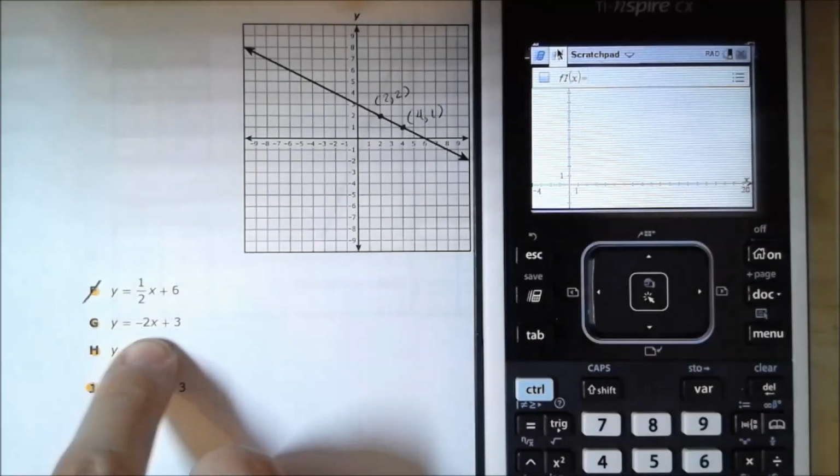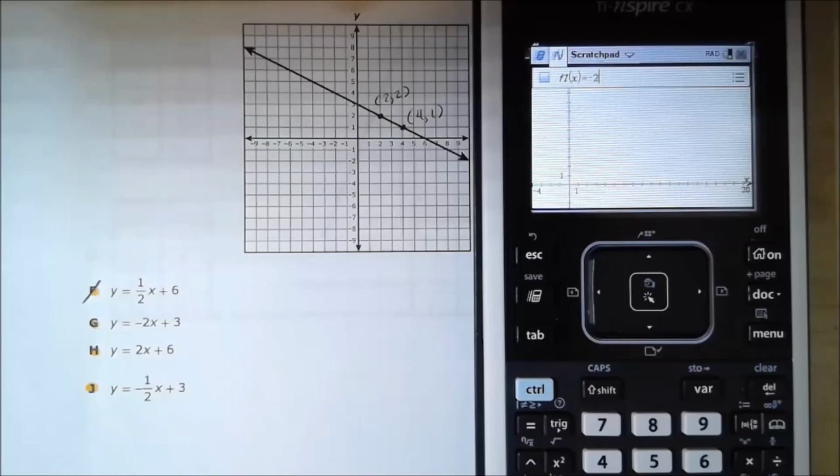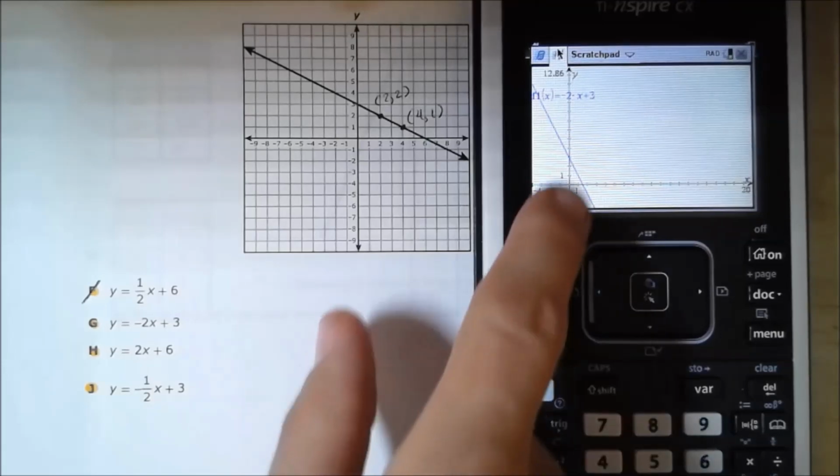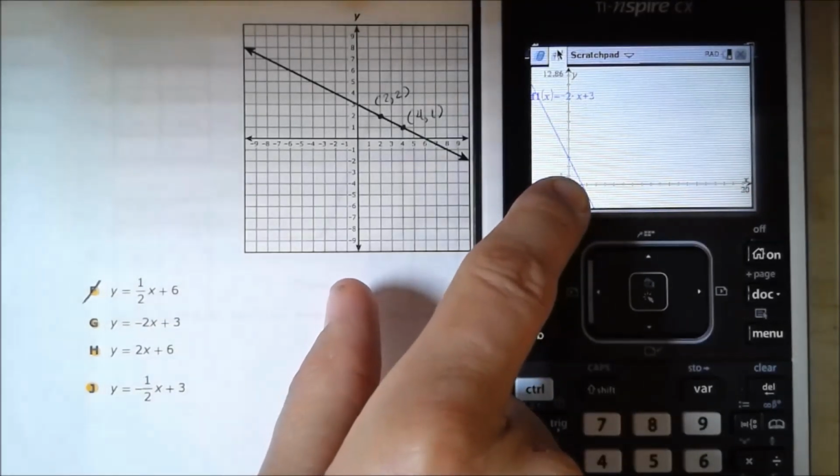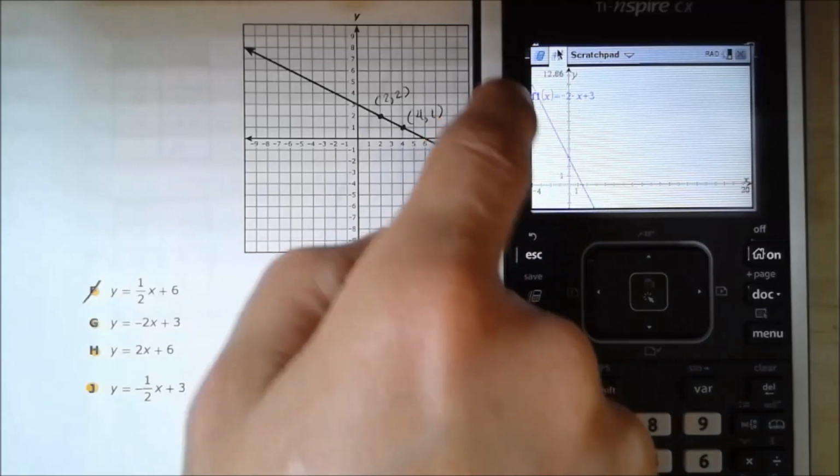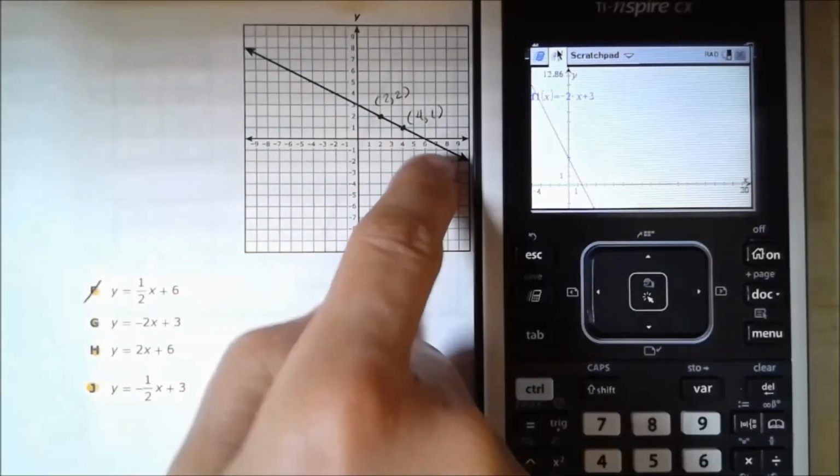I have negative 2x plus 3. So negative 2x plus 3. Hit enter. Here's our graph. Now, this does look similar. It looks like it's steeper. If you look, this one looks like it's not as steep.